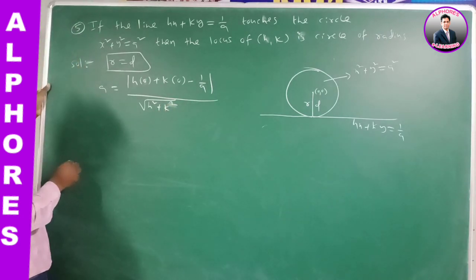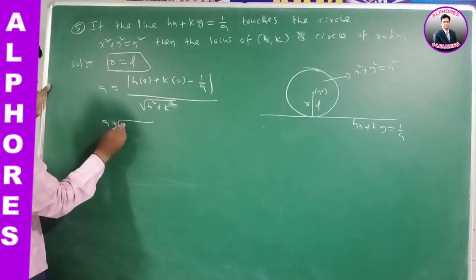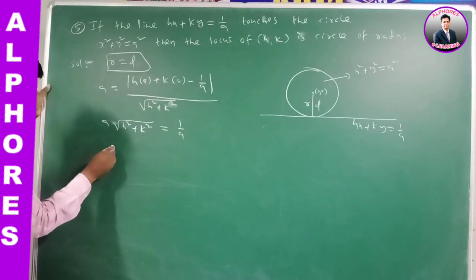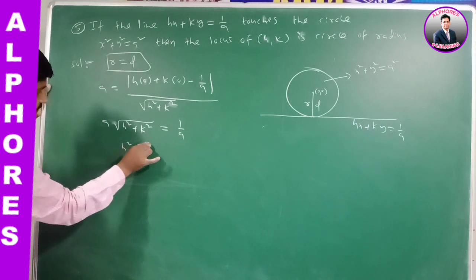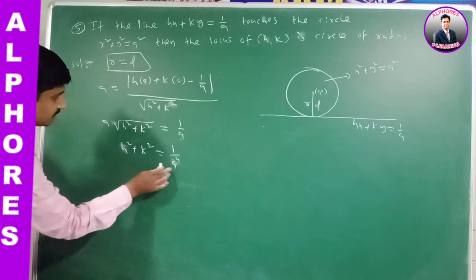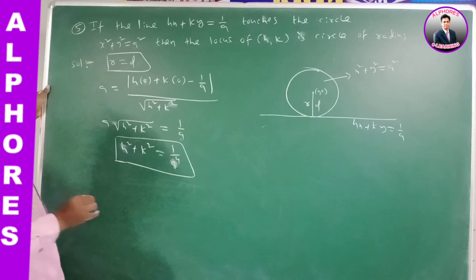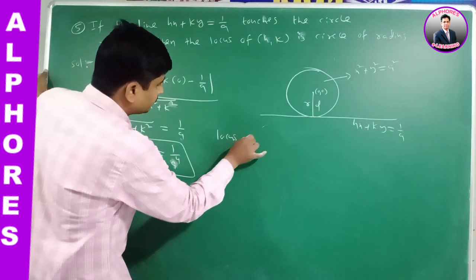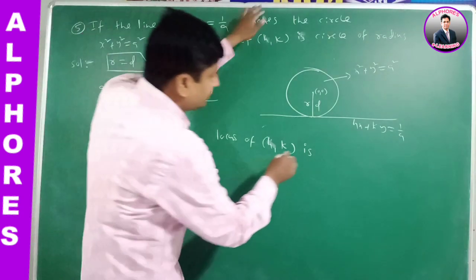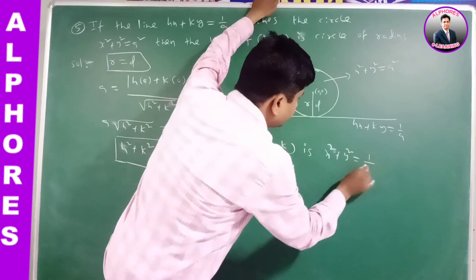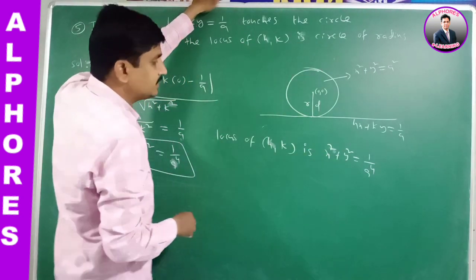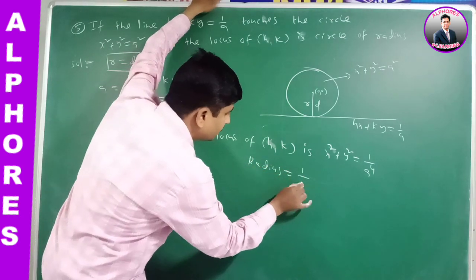Okay, now cross multiplying and squaring on both sides. Now a into under root of h square plus k square equal to 1 by a. Now squaring and cross multiplying, we get h square plus k square equal to 1 by a power of 4. Now the locus of h comma k is x square plus y square equal to 1 by a power of 4. Now what is the radius of this circle? The locus of h comma k is a circle. Radius equal to 1 by a square.